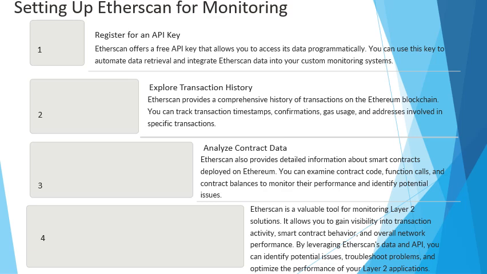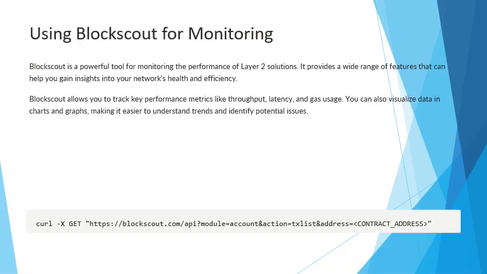So as we can see, Etherscan is a valuable tool for monitoring layer 2 solutions. It allows us to gain visibility into transaction activity, smart contract behavior, and overall network performance. By leveraging Etherscan's data and API, we can identify potential issues, troubleshoot problems, and optimize the performance of our layer 2 applications.